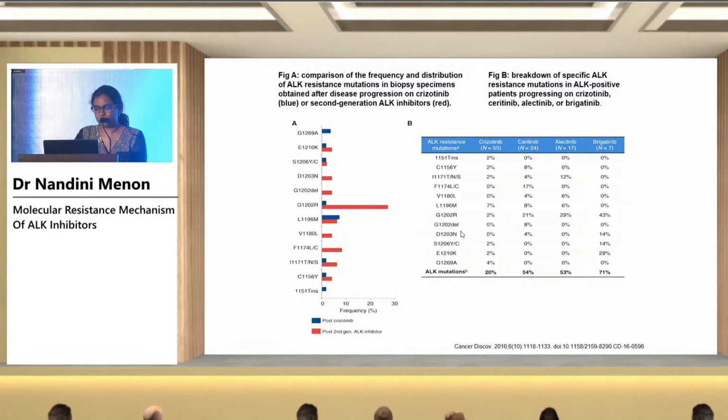Also, this shows all the various mutations and the frequencies. So this is crizotinib, ceritinib, alectinib, and brigatinib. We can see the most common mutation in the first generation is L1196M, but that is not the case in the second generation drugs, where G1202R is common. It's up from 21% to 43% with brigatinib, as we noted. And again, ALK mutations in general, that is having a mutation in the ALK protein, are in general higher in patients who have received second generation TKIs in the first line than just receiving crizotinib.